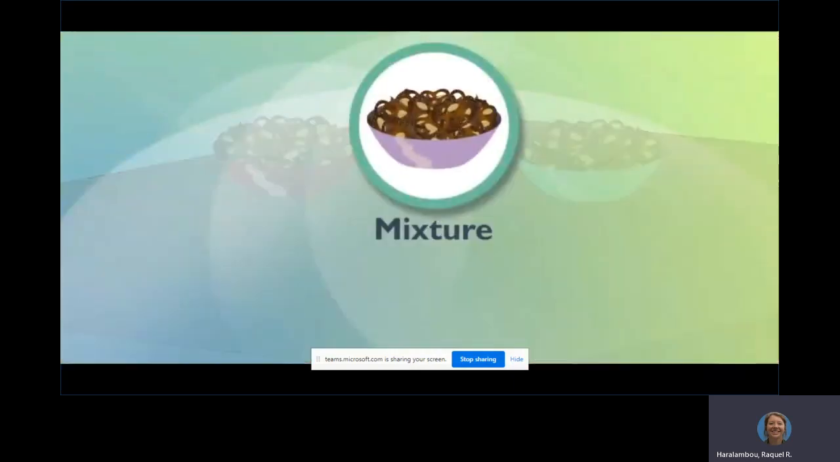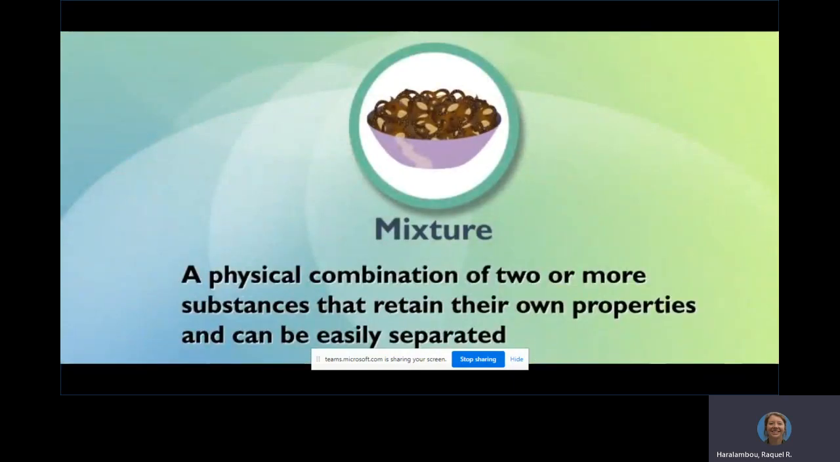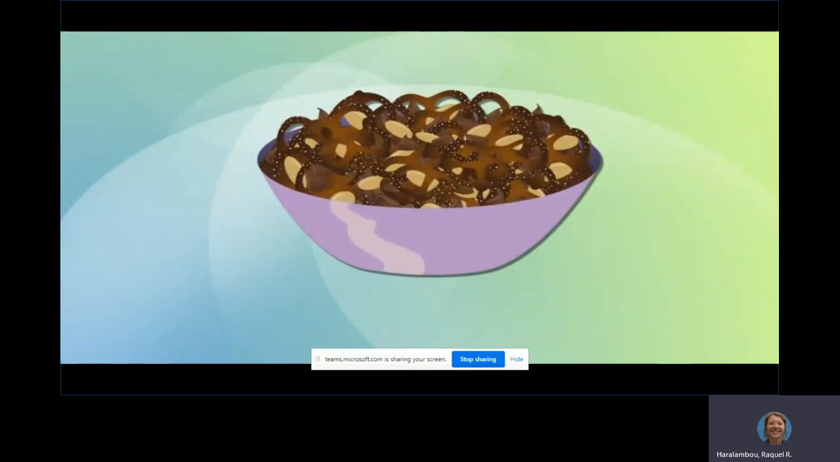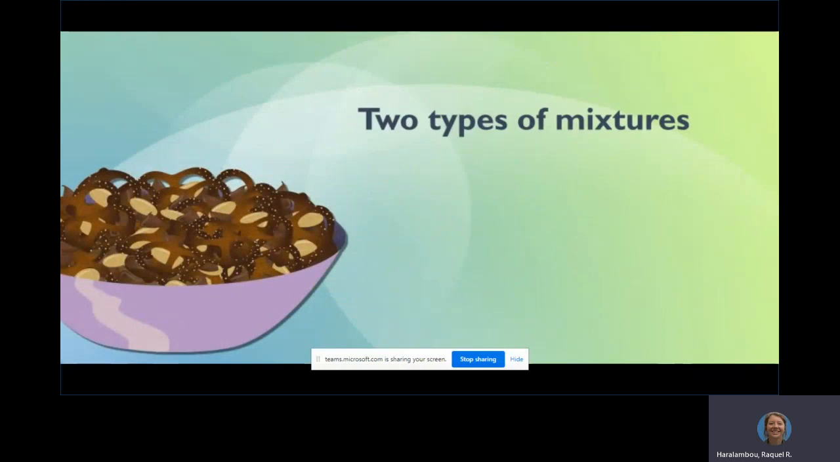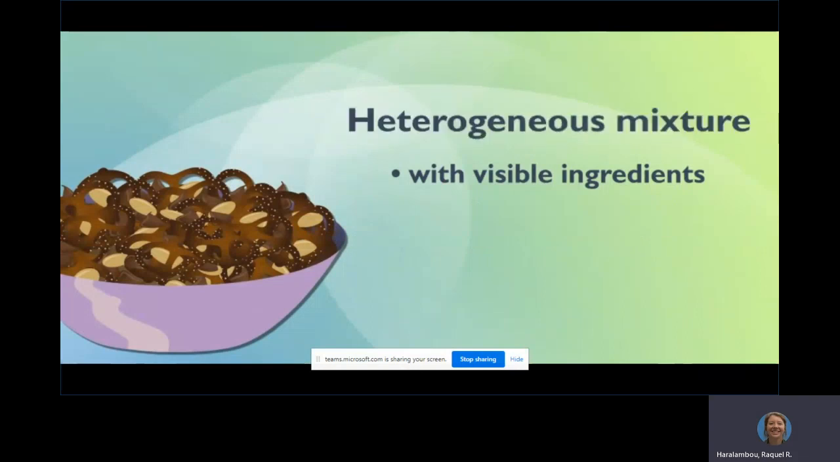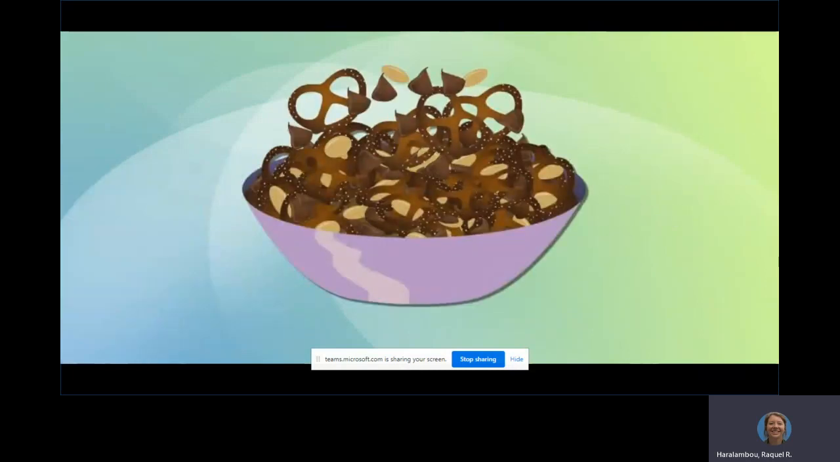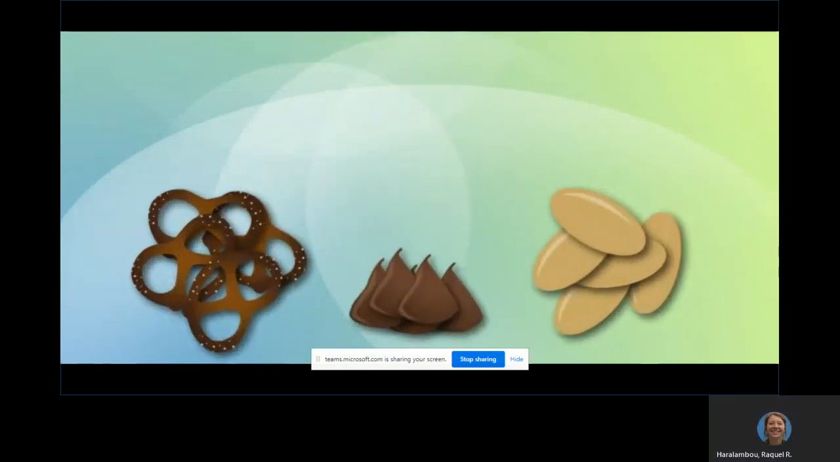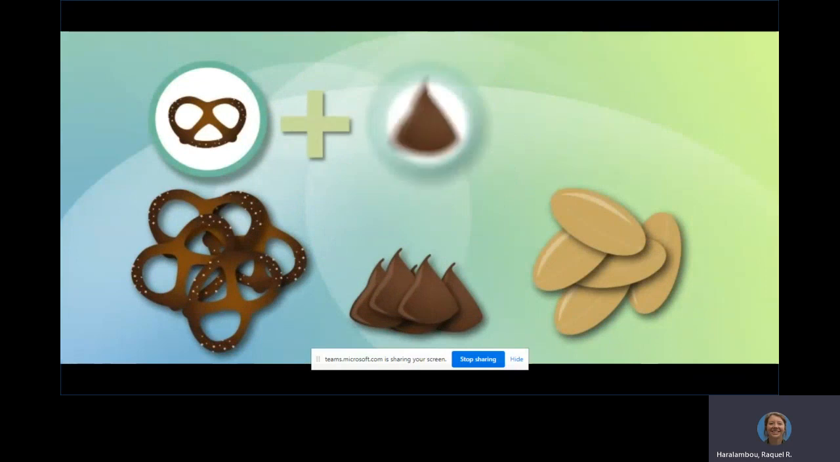I'm sure. Mixtures are physical combinations of two or more substances that retain their properties when you mix them together. Unlike a compound, which is chemically combined, a mixture is a physical combination. That means it can be easily separated. Yeah, I can see the different parts mixed together here. It does look easy to separate. Well, there are two different types of mixtures. Ones you can see the different parts of, and ones you can't. This is an example of a heterogeneous mixture, because you can see the substances that have been mixed together. Peanuts, pretzels, and chocolate chips. We can easily pick apart the substances and make separate piles. So, heterogeneous mixtures you can see the parts of.